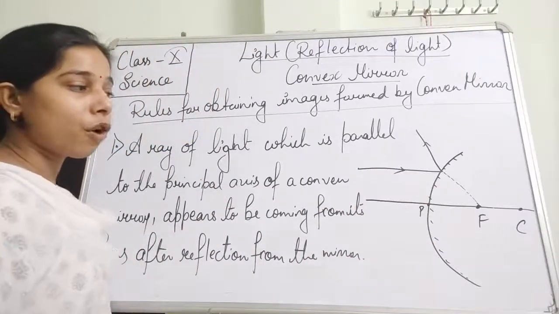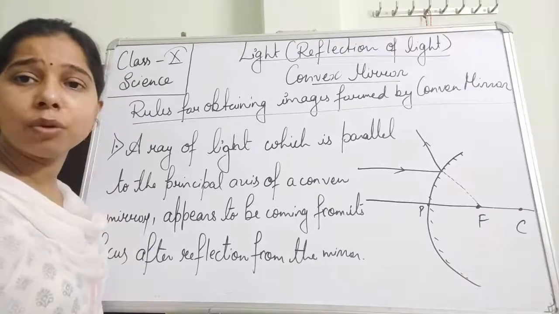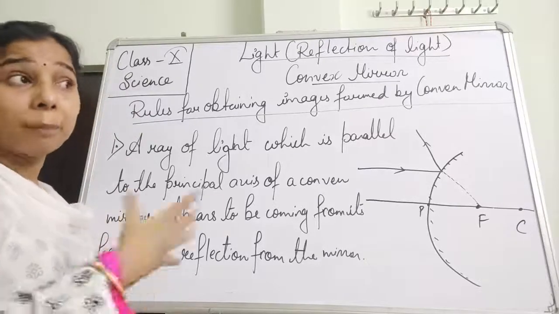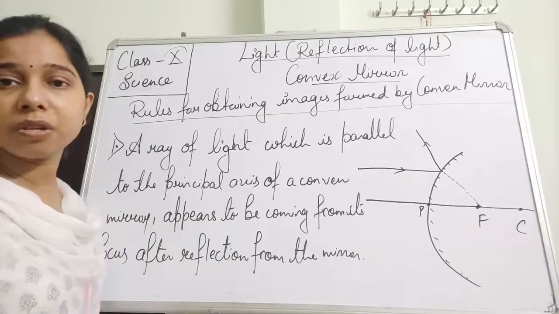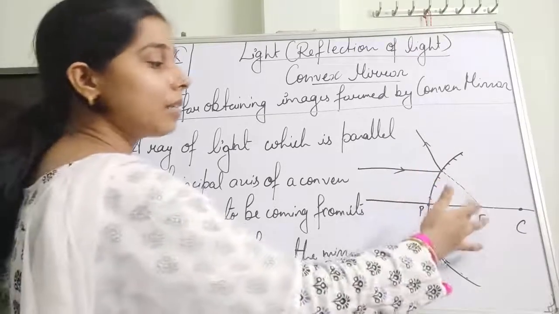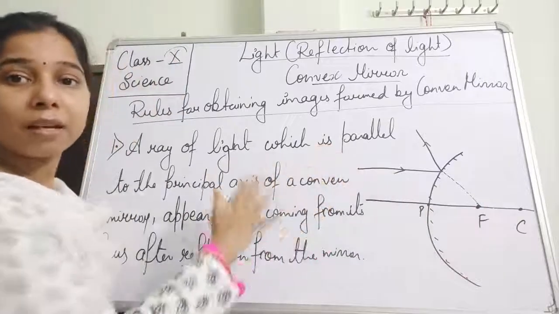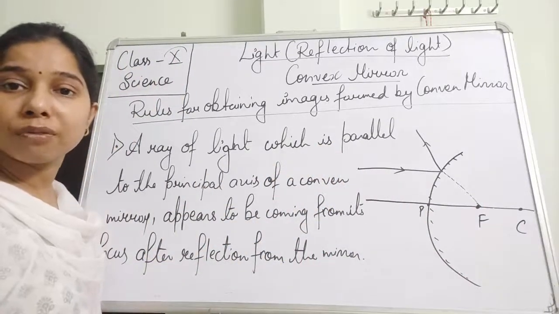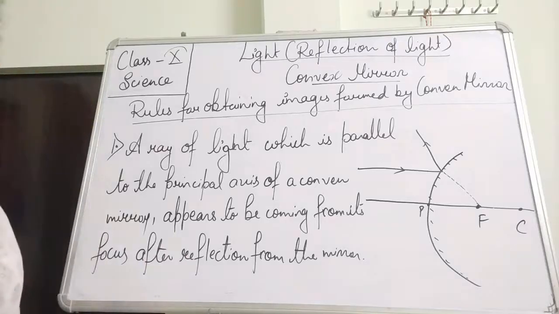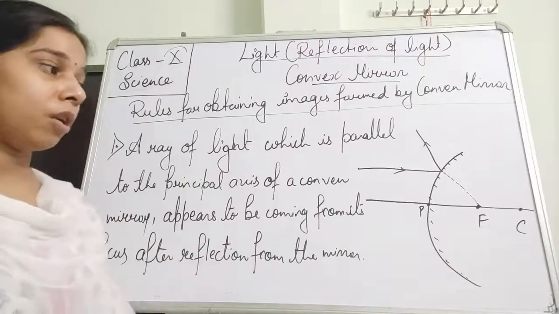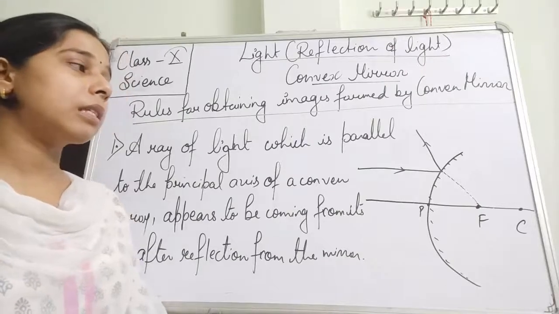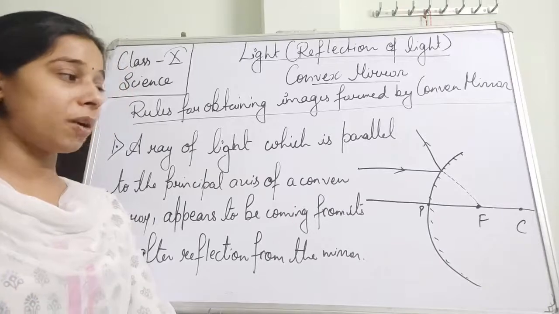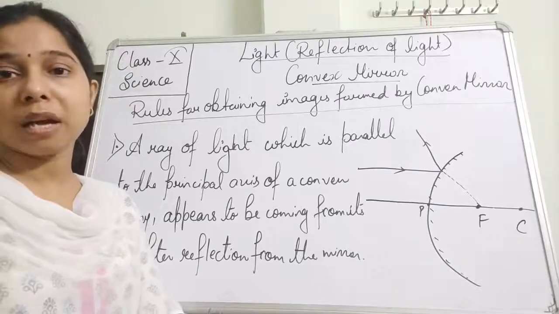So this is a line which is parallel to the principal axis. Obviously, in case of a convex mirror, there is no chance that the rays will meet somewhere. So it appears, as a kind of illusion, that the light is coming through the focus. So a parallel beam of light, after reflection, appears to be coming through the focus, students. This is the first rule. Whenever a parallel beam of light is there, you will always draw a line which appears to be coming through the focus.